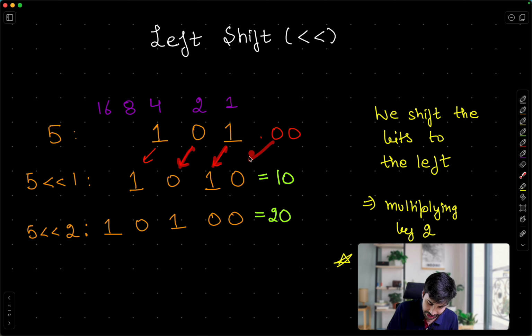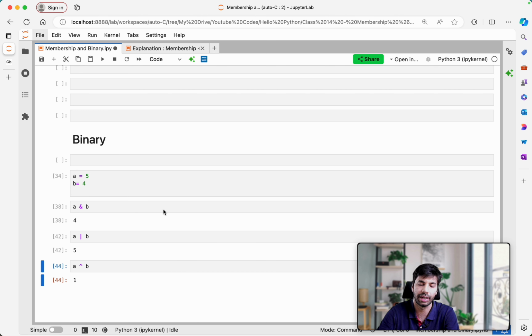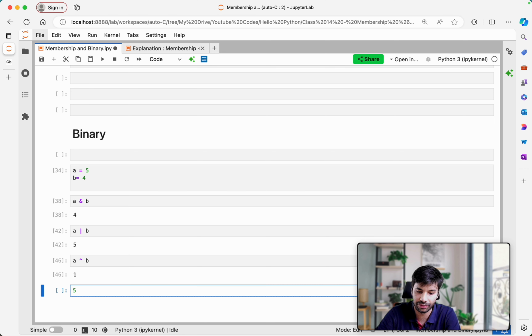And this 0, if it is present here, is going to come to this position, and everything else is going to move like this. So now it's 8 plus 2, which is 10. And if you see, 5 into 2 is 10, right? So if I write 5 left shift 1, it's 10.